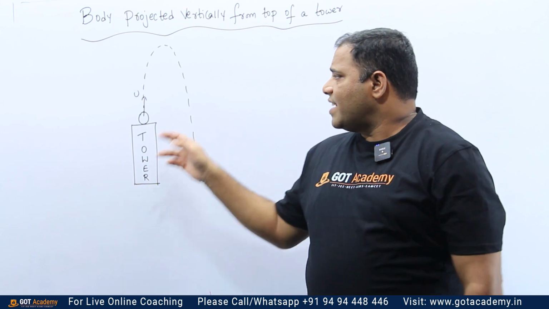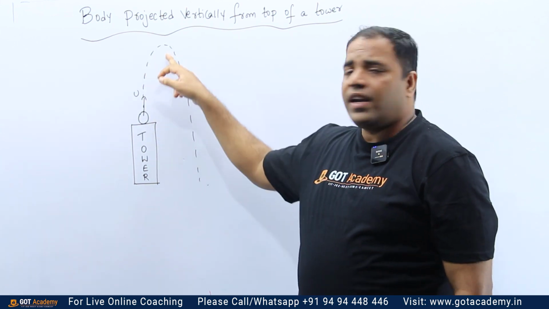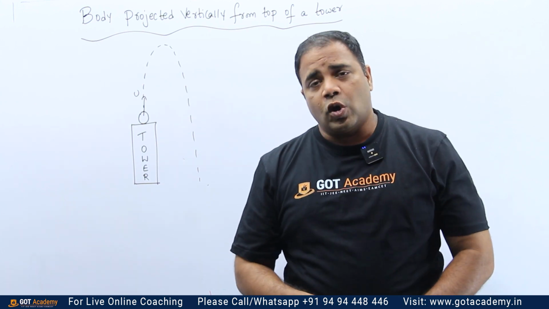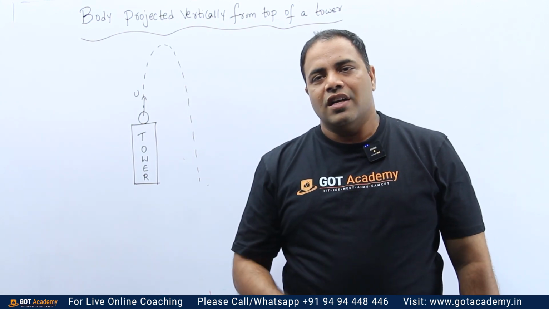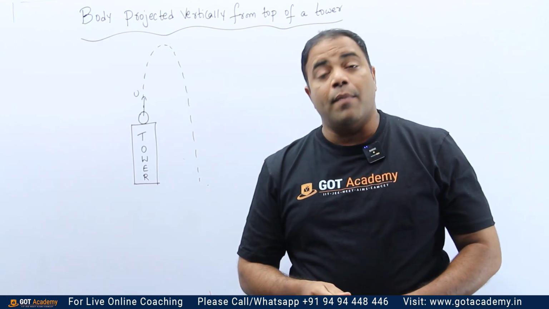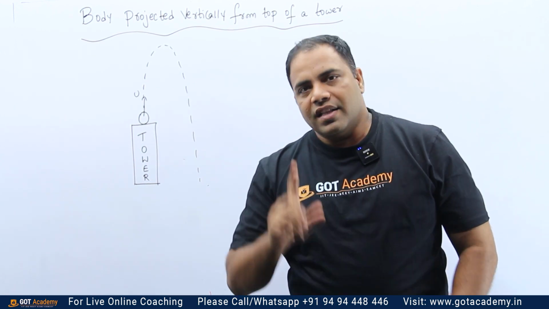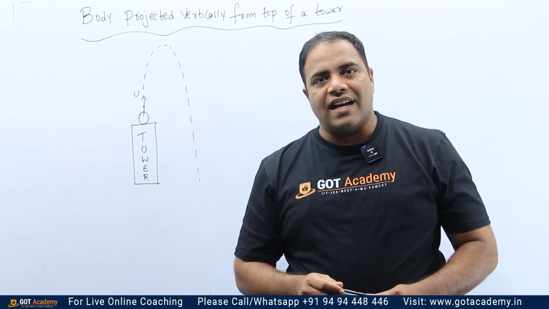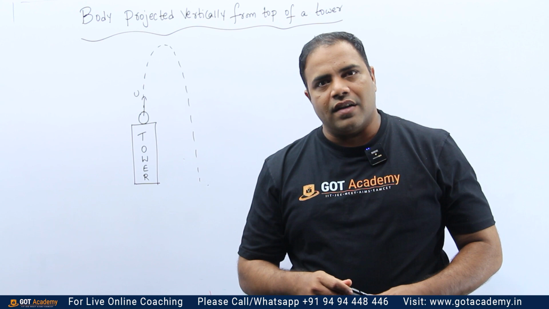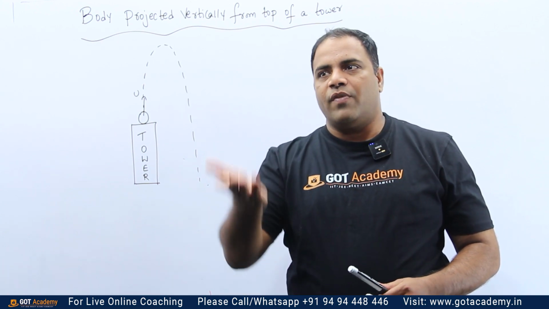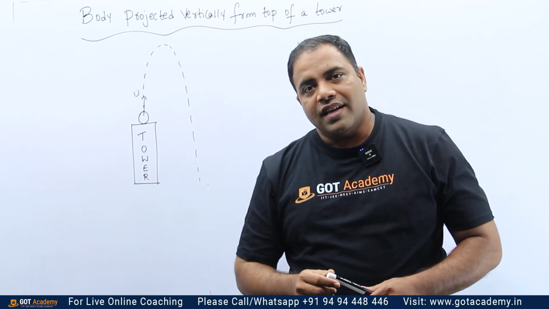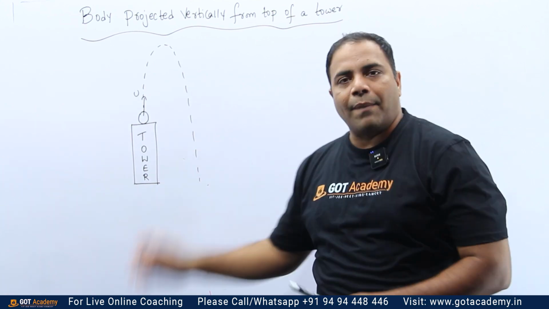The first case is whenever a body is thrown from the top of a tower vertically upwards. The second is a body dropped from a rising balloon. The balloon is there, you are standing on the balloon, and now we are dropping a body. The third case is that you are projecting a body from a helicopter. Let me say the helicopter is moving up vertically with a velocity u, and you are simply throwing a body. In such cases also, all these equations are applied.